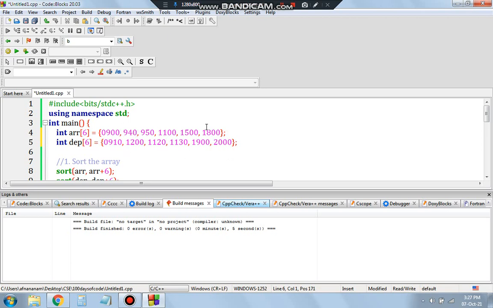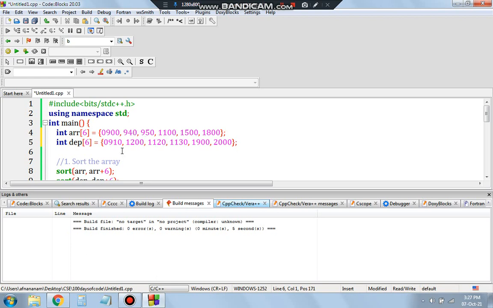So in the overall process, what we saw is we needed three platforms, right? Because at a single period of time there was a case that three trains were waiting. So we needed three platforms. That is the output which we have to show to the user.